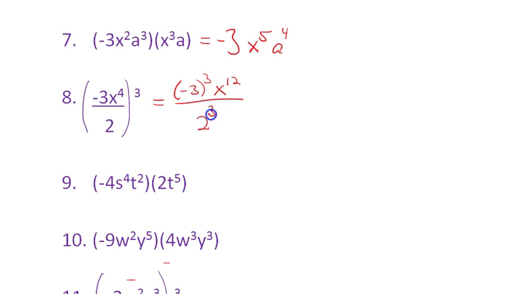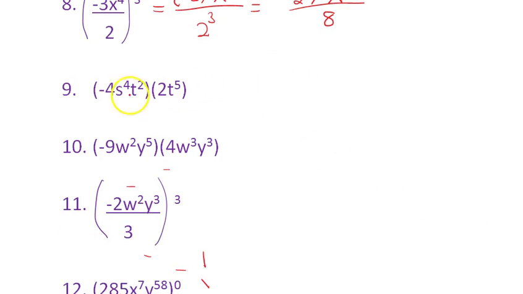And then I'm going to have 2 to the 3rd on the bottom because that 3 power had to go to every piece. Now with the top, (-3) to the 3rd should be a negative because a negative times a negative times a negative is negative. And 3 to the 3rd is 27. So -27 is what that becomes. And again, I have the x to the 12th. And then 2 cubed is 8. So I'm just simplifying those.